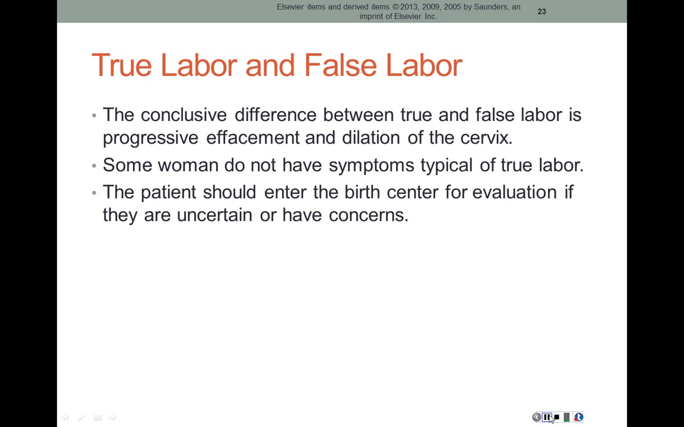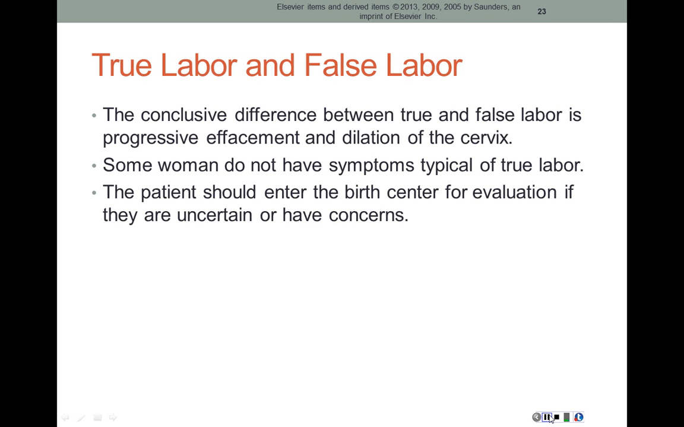Alright, so the difference between true labor and false labor. True labor is we have progressive effacement and dilation of the cervix. Some women don't have symptoms typical of true labor. And so if they're not sure whether or not they're in true labor, then this is when they need to go somewhere and be evaluated. And we need to make sure.